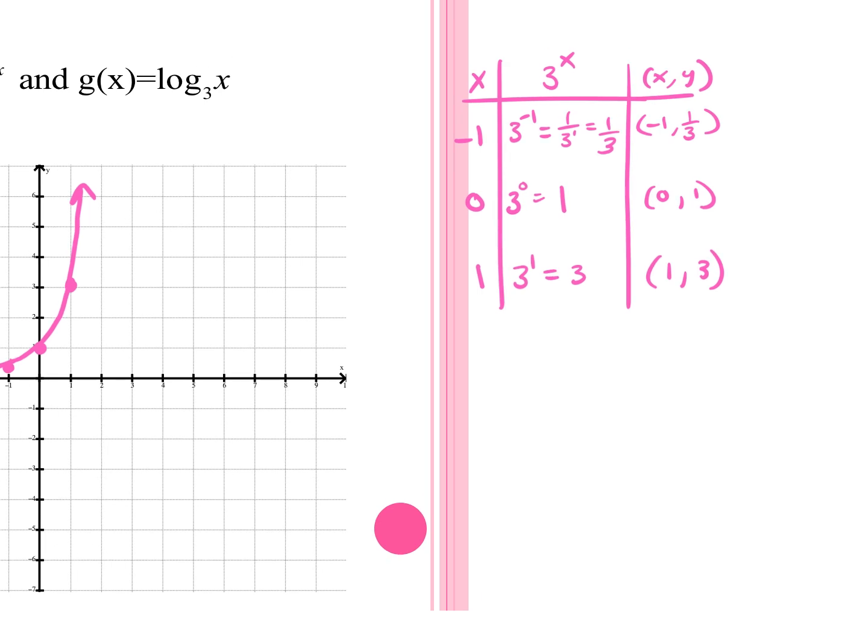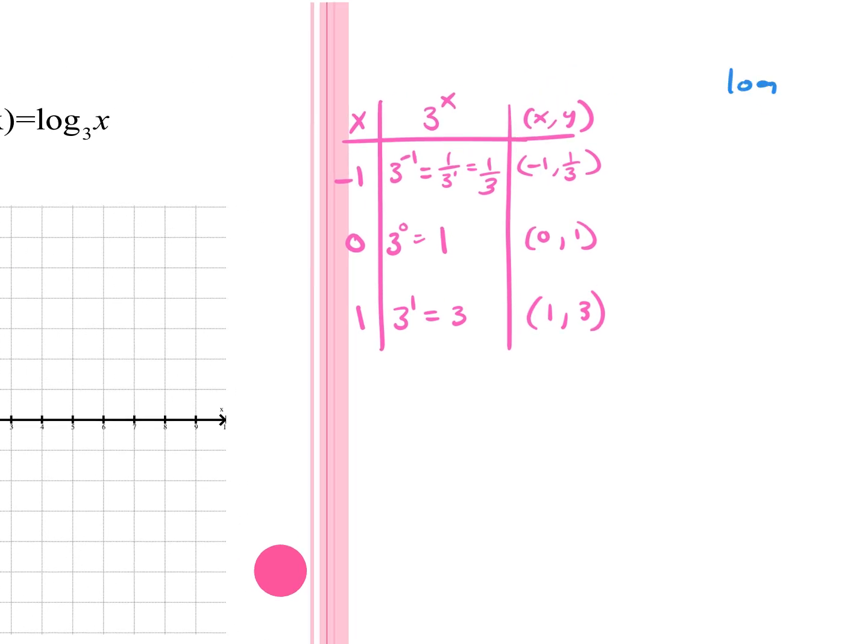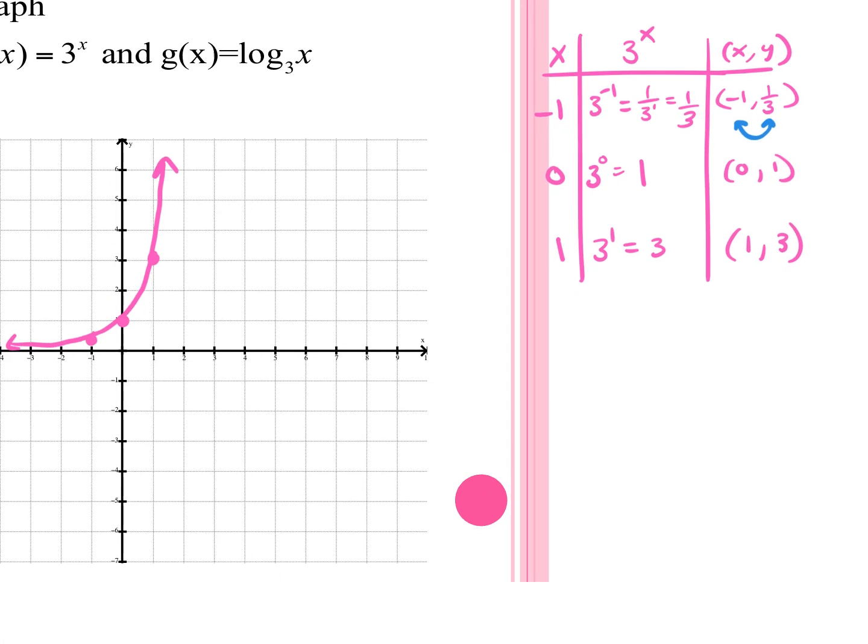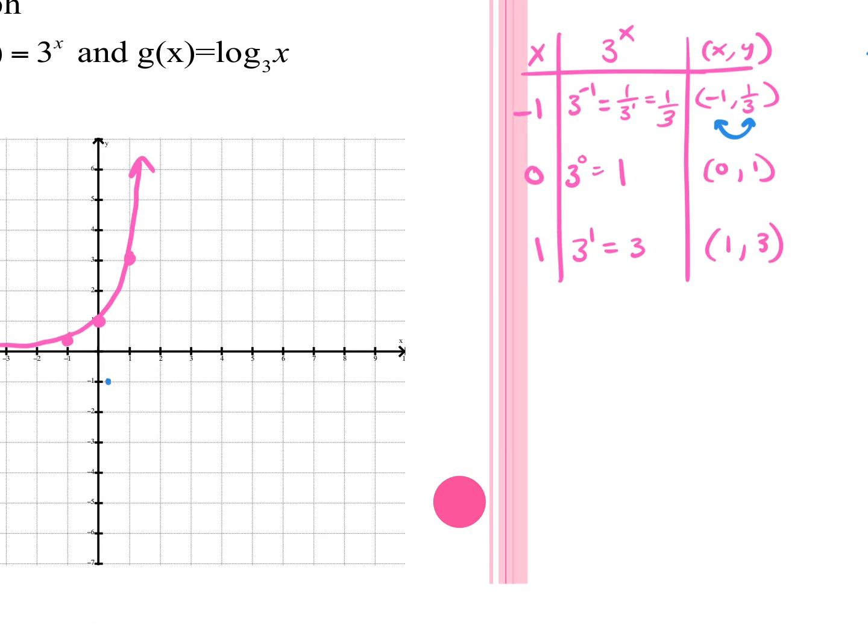To graph our log graph, so for log base 3 of x, we're just going to switch our x and y's. So the x is going to turn into y, the y is going to turn into x. So my first point is going to be 1/3 comma -1. Just be careful when graphing this. On the test, a lot of people found the correct x and y intercepts, but then put it on the graph in the wrong spot. So be careful when graphing. We're going to go to the right 1/3 and down to -1.